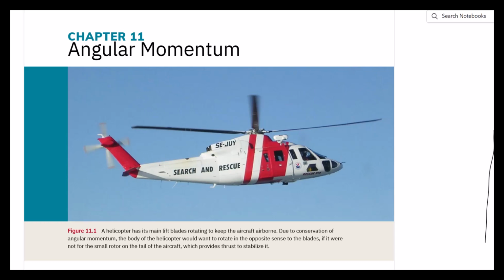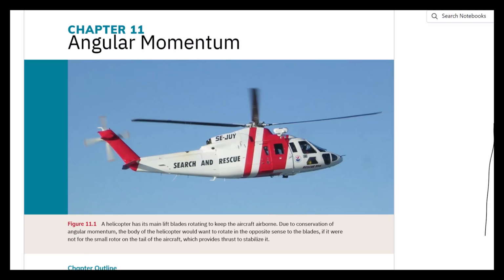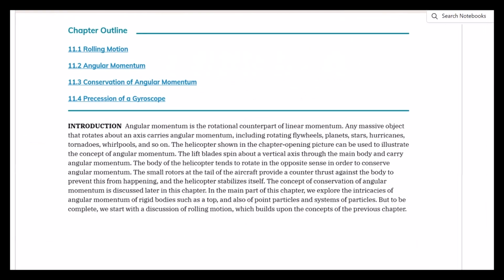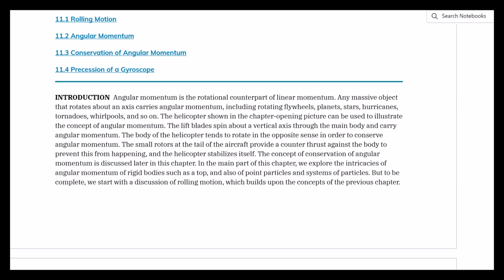And now we're to angular momentum. Yay! It's just like regular momentum, but, you know, in a circle. I feel like a really lame DJ at a really, really boring nightclub.